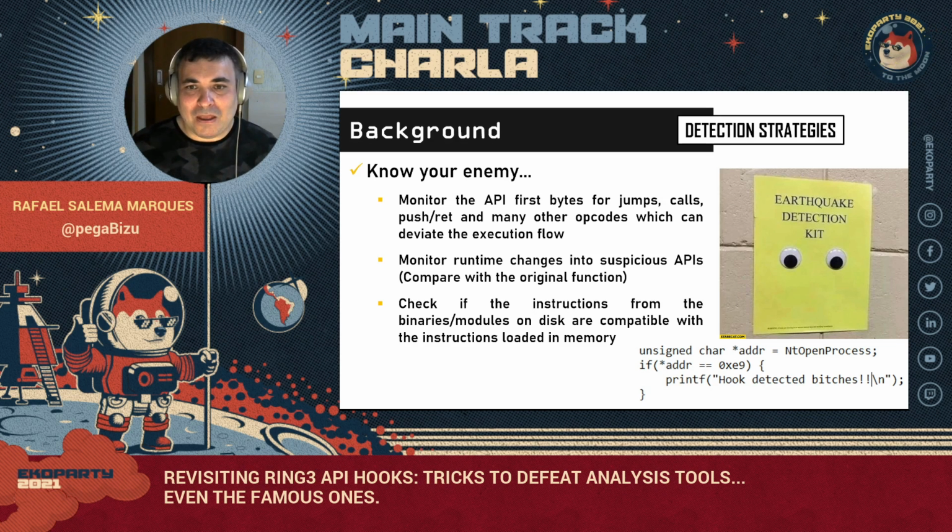We have the simplest hook detection function in the world. You can check it just below the image. It will just check if the first opcode of the function is a relative jump. Simple like that. E9 is the opcode for a relative jump, so if you have an E9 at the beginning of the API, it is kind of suspicious.